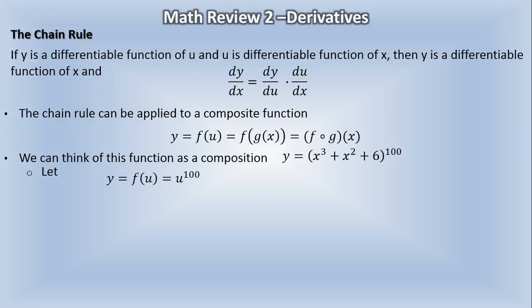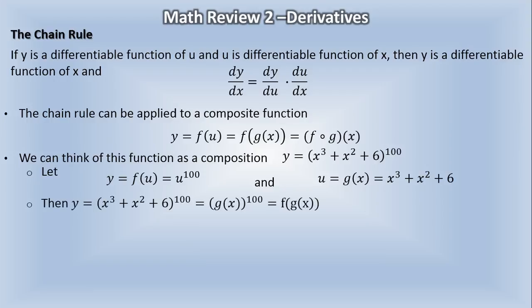All right, so if we let f of u equal the outer function, which is just something raised to the 100th power, we'll call that something u raised to the 100th power. And then u itself, the inside variable, is a function of x. So we let u equal g of x, which equals the inside function, x cubed plus x squared plus 6. Then y is going to equal the composite of our f and g. So basically the outside function is f and the inside function is g of x.